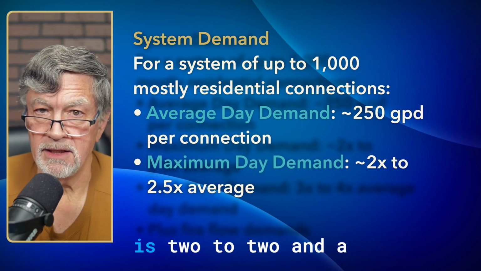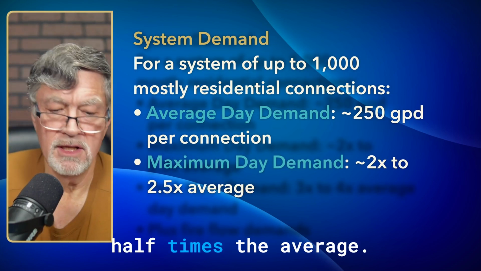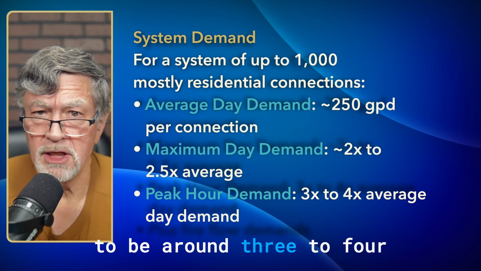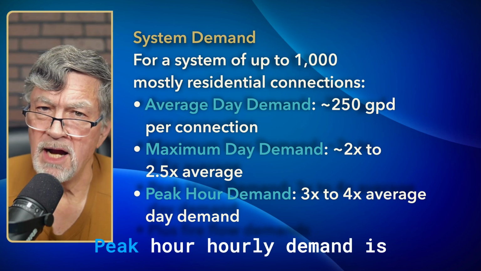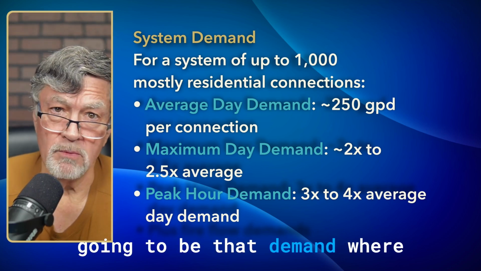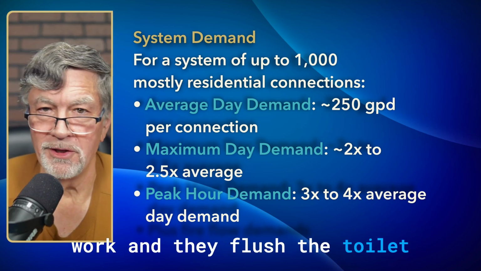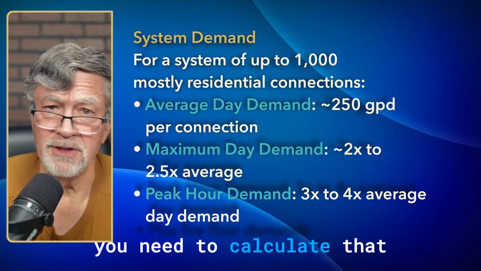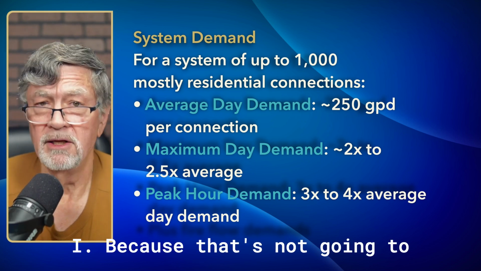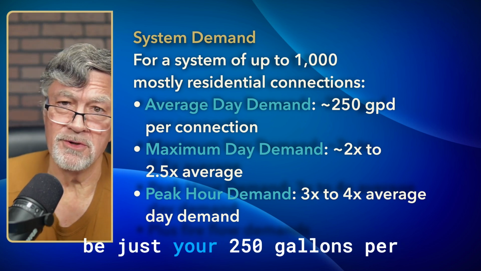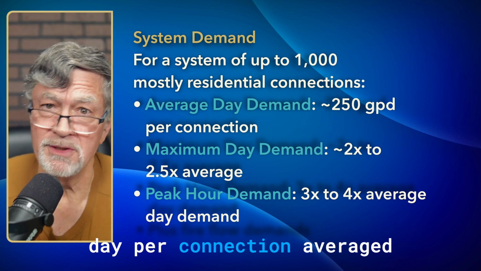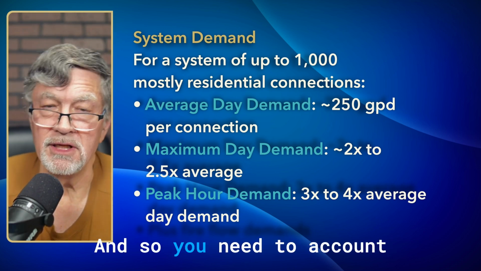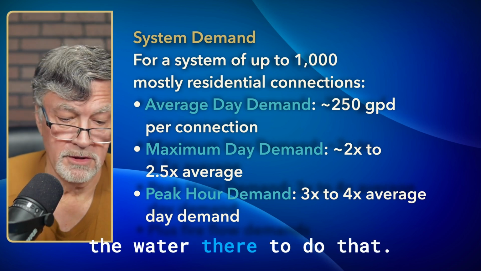Maximum daily demand is 2 to 2.5 times the average. And peak hourly demand is going to be around 3 to 4 times average daily demand. Peak hourly demand is that demand where everybody comes home from work and they flush the toilet or turn on their faucet, and you're going to see a spike in your usage. You need to calculate that out and make sure your system accounts for that, because that's not going to be just your 250 gallons per day per connection averaged over the day. You're going to have peaks and valleys, and you need to account for that so that you have the water there.